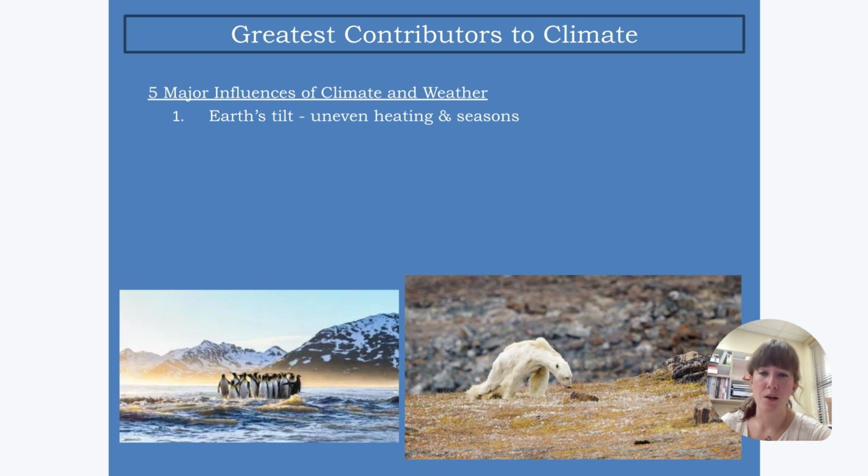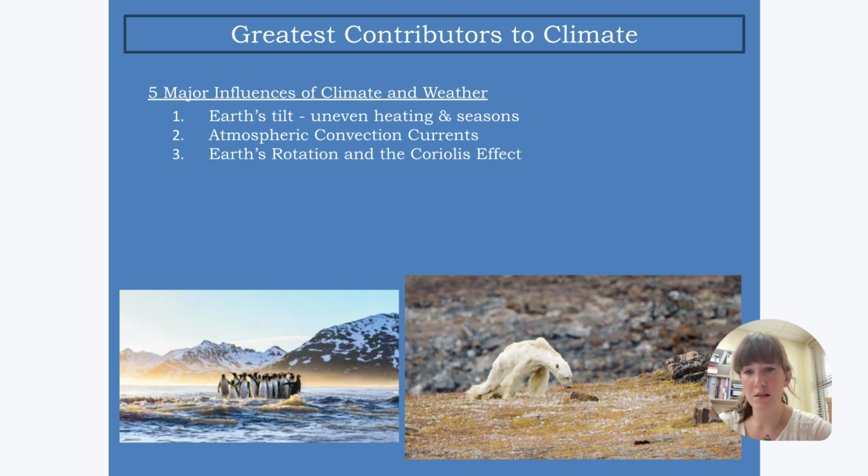Earth's tilt, which we know affects the directness of the light that's actually getting to you and how concentrated the heat energy is going to be. Atmospheric convection currents, which are those Hadley, Ferrel, and polar cells. Earth rotation, which causes the Coriolis effect, those variations in speed of a location as the Earth rotates on its axis. And these next 2 are the new ones, ocean currents and geography, and we'll talk about each one of those and why it contributes to climate.